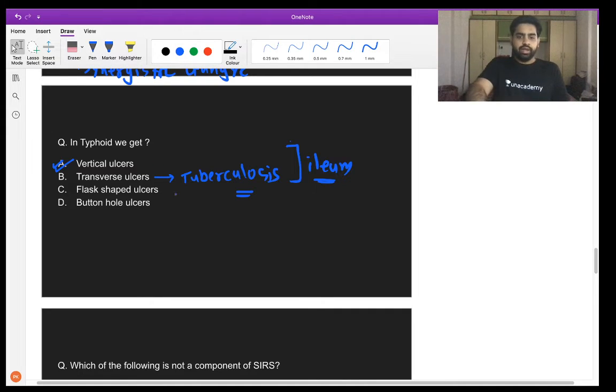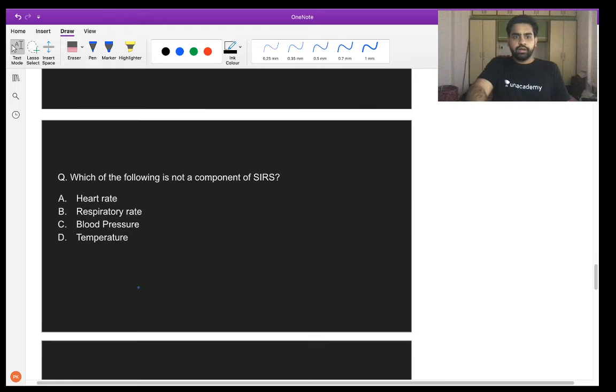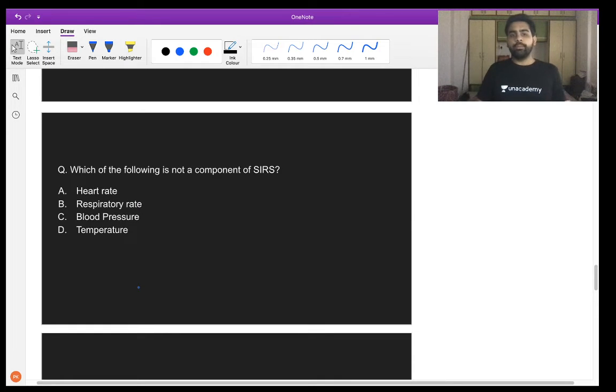Okay, right. Now, let us move on to the next question. Which of the following is not a component of SIRS? What is SIRS? It is systemic inflammatory response syndrome. Can you tell me which of the following is not a component? Again, a very simple question, but something you need to understand. Heart rate, respiratory rate, blood pressure, and temperature. Which is not a component of SIRS? Can you tell me, guys?